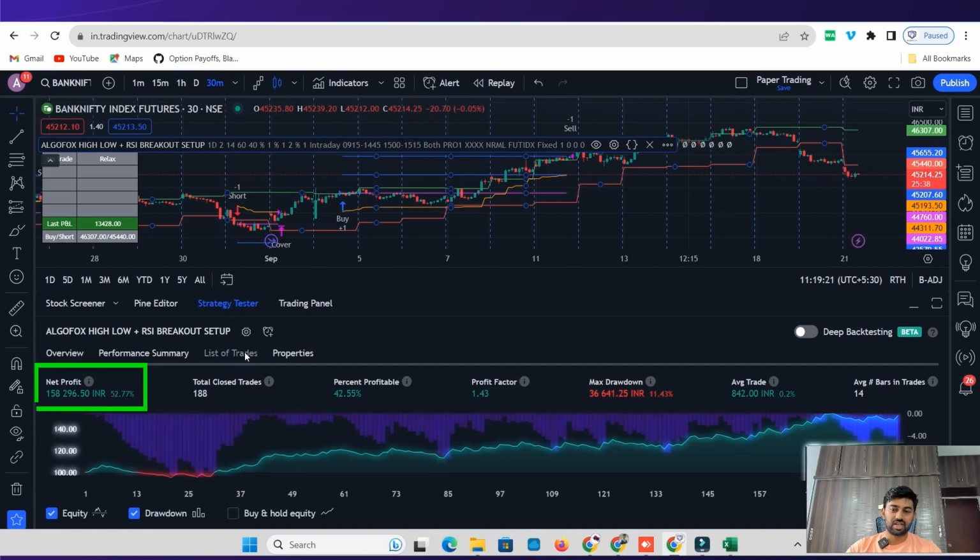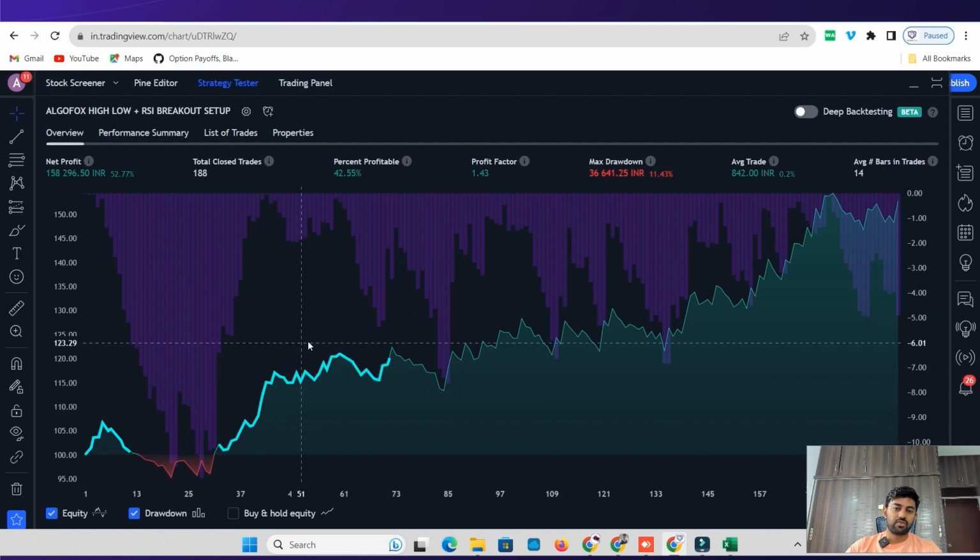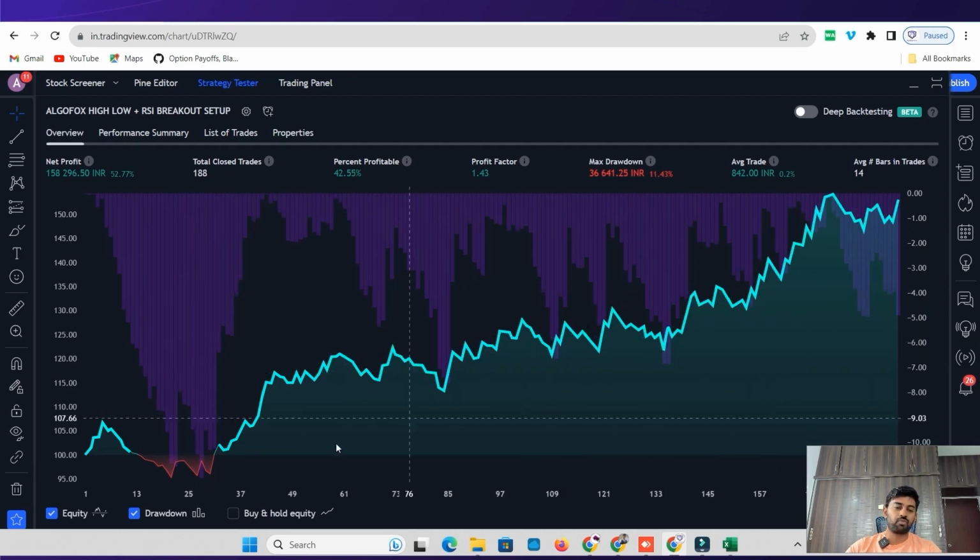On a 30 minutes chart, the results are very beautiful. The curve is also very beautiful. I really like how our portfolio is growing in this particular backtest. So you will see it's a very smooth curve going upwards. There was a small drawdown phase here in the red, but apart from that, it's a very beautiful curve. And what is interesting to note here is that our win rate is also very good, 1:1.4. Drawdown is also very less, 11%, and this is giving 52% returns.